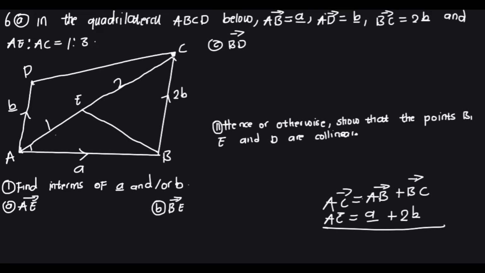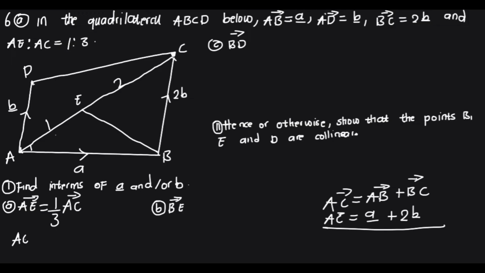Now from this a plus 2b, let's look at what we want. What we want is just 1 over 3 of vector AC. So from that AC, we just want 1/3 of it. Where is this 1/3 coming from? Since from A to E there is 1, and from A to C there is 3. So this should be a fraction.